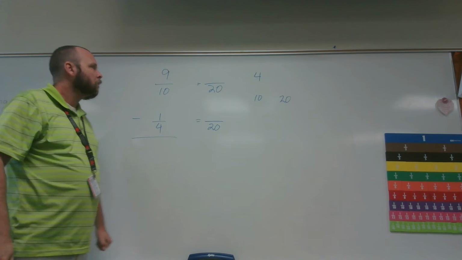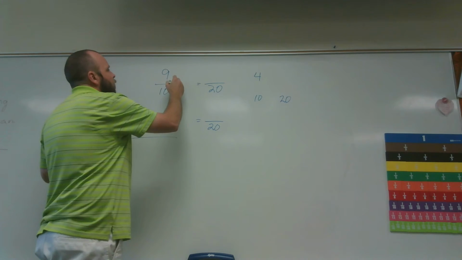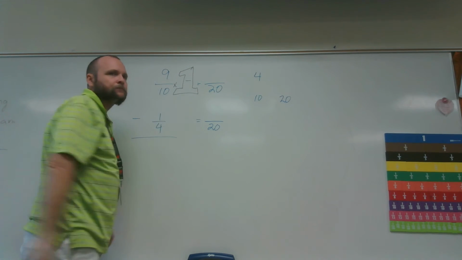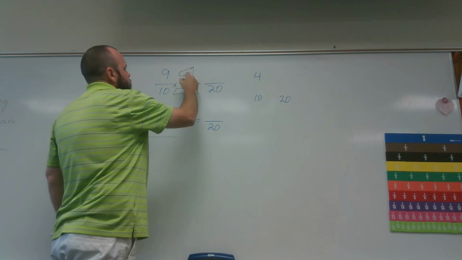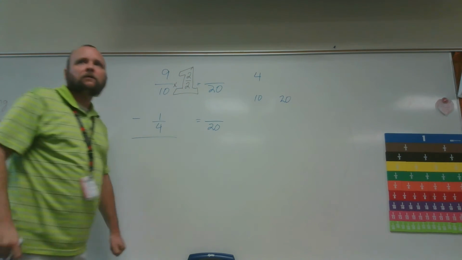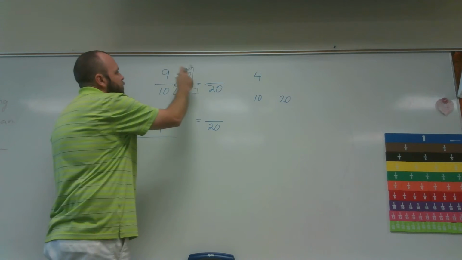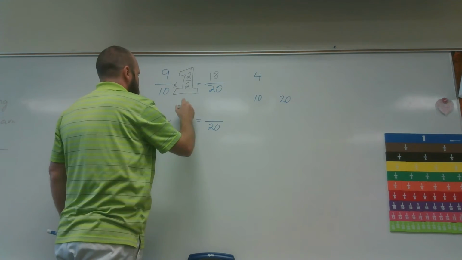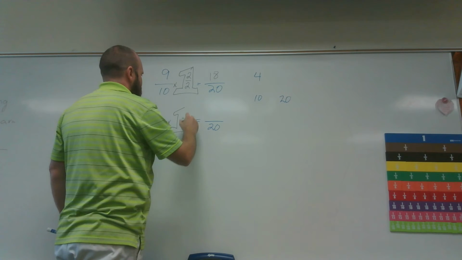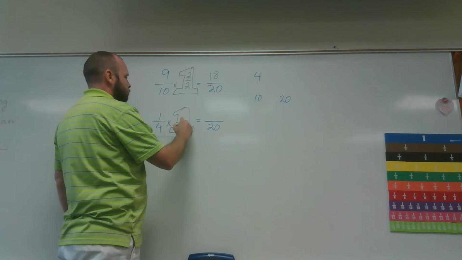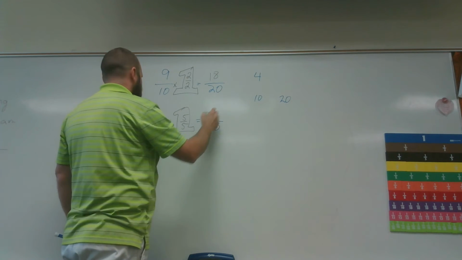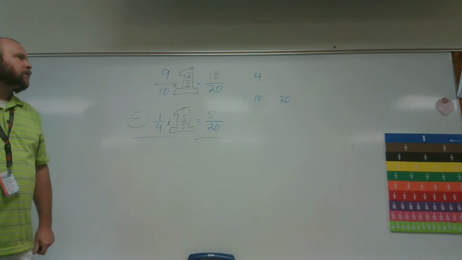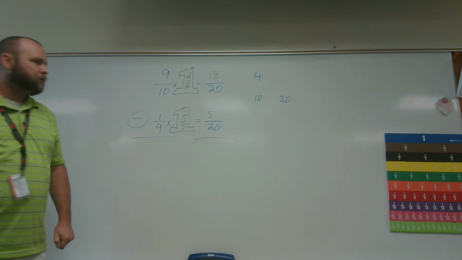Okay, so what do I multiply by 10 to get 20? 2. So what's my numerator? 9 times 2 is 18. And then that one is 5, right? Yeah. 4 times 5 is 20. 1 times 5 is 5. It's a subtraction problem. 18 minus 5 is 13. 13/20ths.